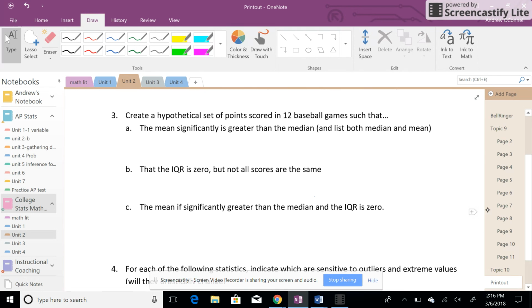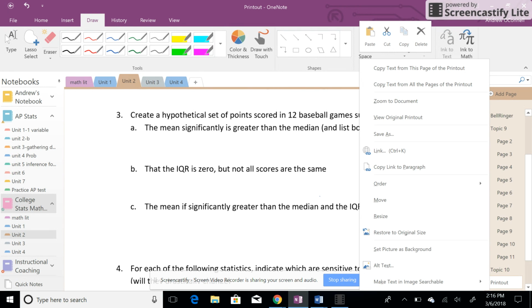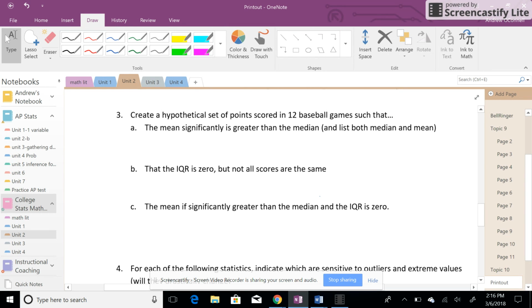Create a hypothetical set of points scored in 12 basketball games such that the mean is significantly greater than the median. Do you remember when is the mean greater than the median? If you forget, you could definitely look on the back wall there. What type of diagram has the median greater than the mean?